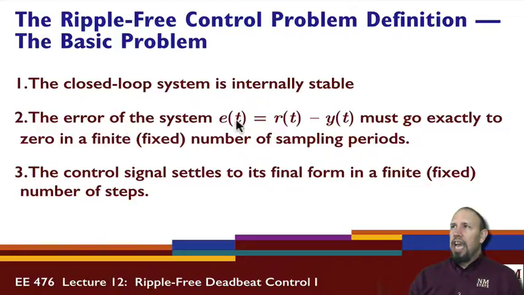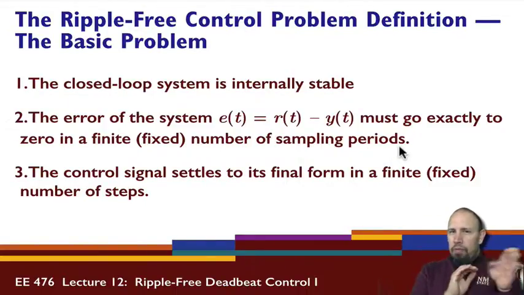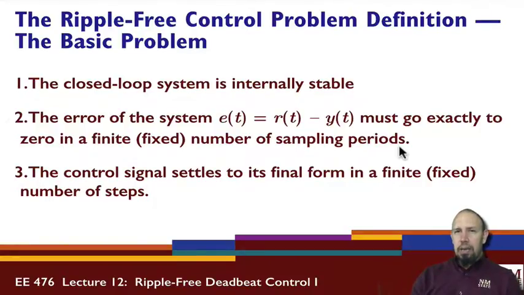The second condition is that the error of the system, the difference between the reference signal that you're trying to track and the output, must go exactly to 0 in a finite or fixed number of sampling periods. So after a certain number of sampling periods, boom, from that point on, the system is settled. It's exactly settled at that value. So this is an important property. And the last one is that the control signal itself settles to its final form in a finite number of steps. And we're going to see what the implications of each of these conditions is.